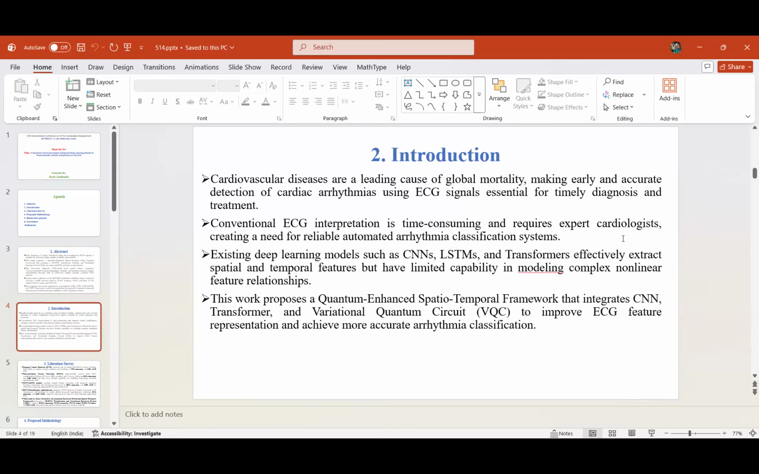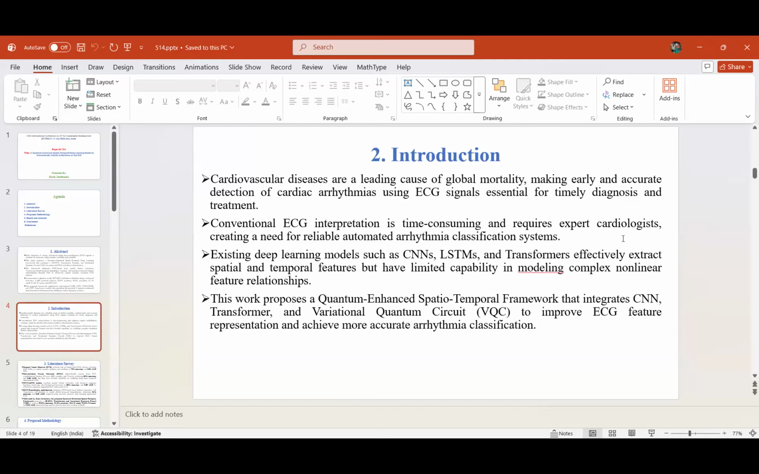So this is the introduction part. Cardiovascular diseases are a leading cause of global mortality. As we know, most people suffering from cardiovascular diseases are lost due to this problem. To detect cardiac arrhythmias automatically, conventional ECG interpretation is used. This is time-consuming and requires expert cardiologists, creating a need for a reliable automated arrhythmia classification system.